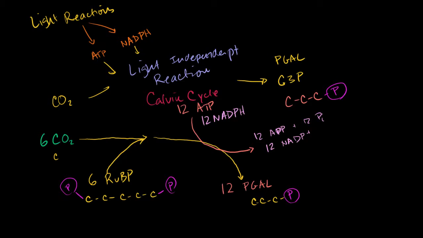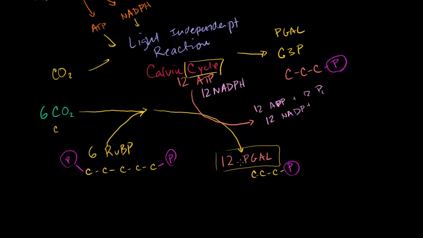So then we have these 12 PGALs. Now, the reason it's called a Calvin cycle, as you can imagine, we studied the Krebs cycle, is that in cycles we start reusing things. We do reuse most of these PGALs. Of the 12 PGALs, we're going to use 10 of them, 10 phosphoglyceraldehydes, to recreate the ribulose bisphosphate.